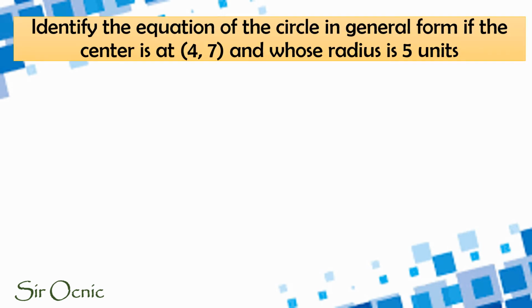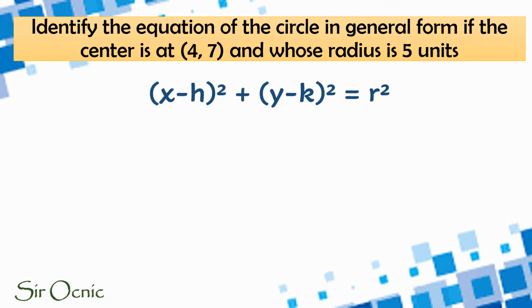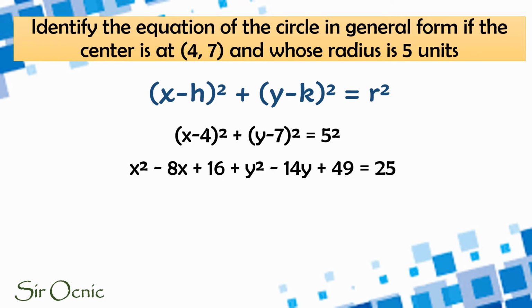Identify the equation of the circle in general form if the center is at (4, 7) and whose radius is 5 units. So let us first rewrite this one into center radius form, since we now have the values of h, k, and r. The center radius form of the equation is (x - 4)² + (y - 7)² = 5². By expanding the square of binomials, we will then have x² - 8x + 16 + y² - 14y + 49 = 25.